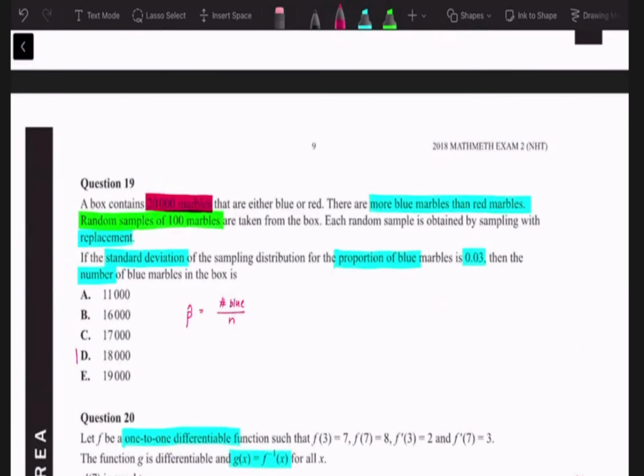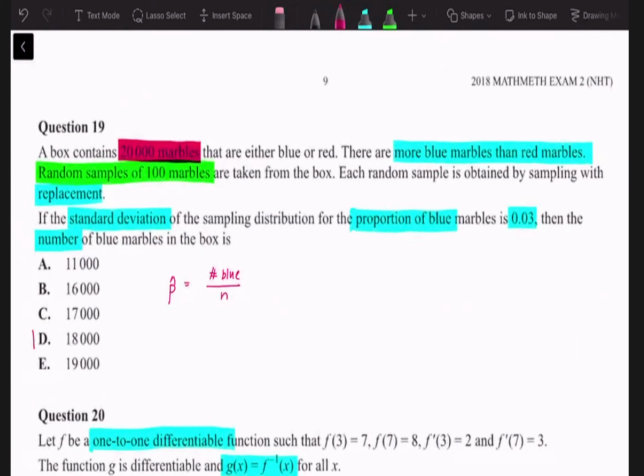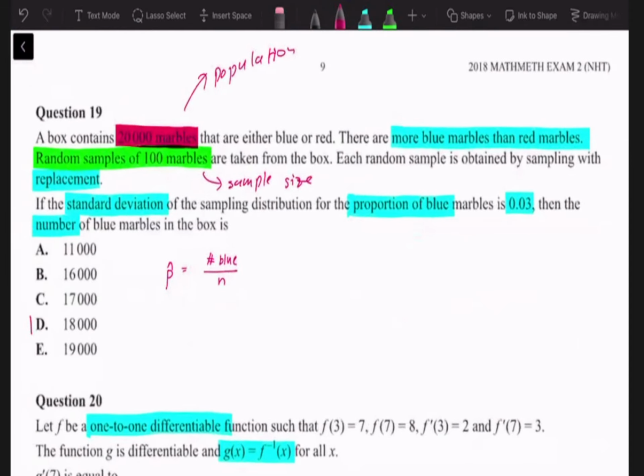Question 19. So this is sampling. The trick here is not to look at this. This is the population. This is not the sample size. This is the sample size. So don't just use the largest number as a sample size. Read the question properly. This is also important information because you can kind of tell it's going to help at the end to choose which answer is right. You should get that kind of feeling.